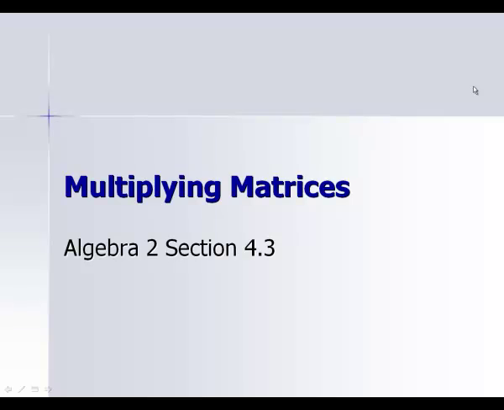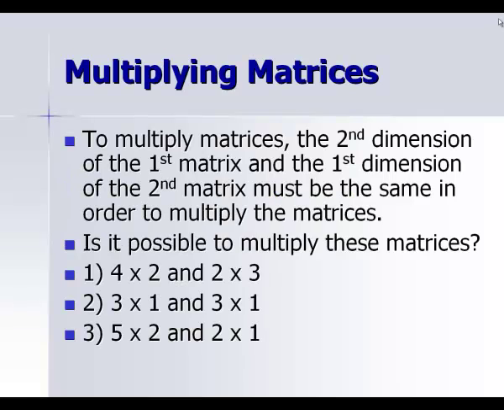Today we're going to be multiplying matrices together. This is section 4.3 in the Algebra 2 book. When you're multiplying matrices, the second dimension of the first matrix and the first dimension of the second matrix have to be the same in order to multiply your matrices together. Look at the three examples on the bottom of the slide.